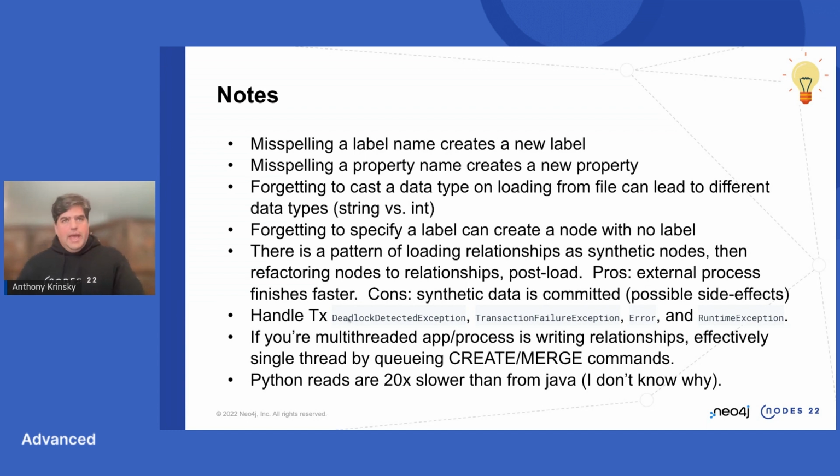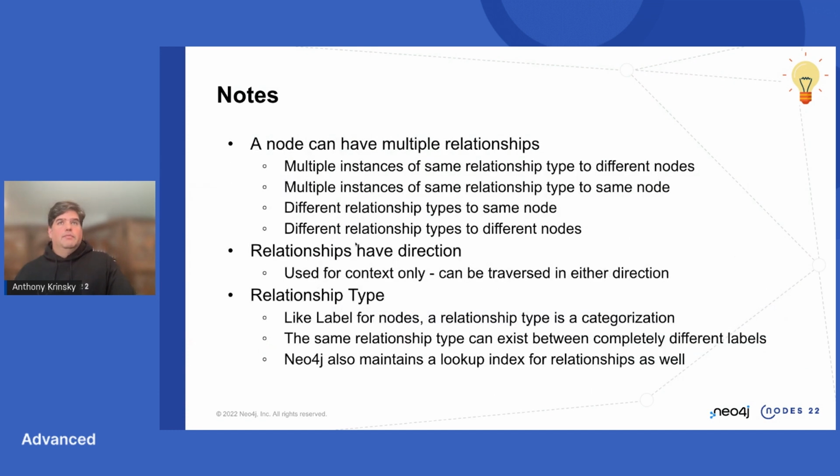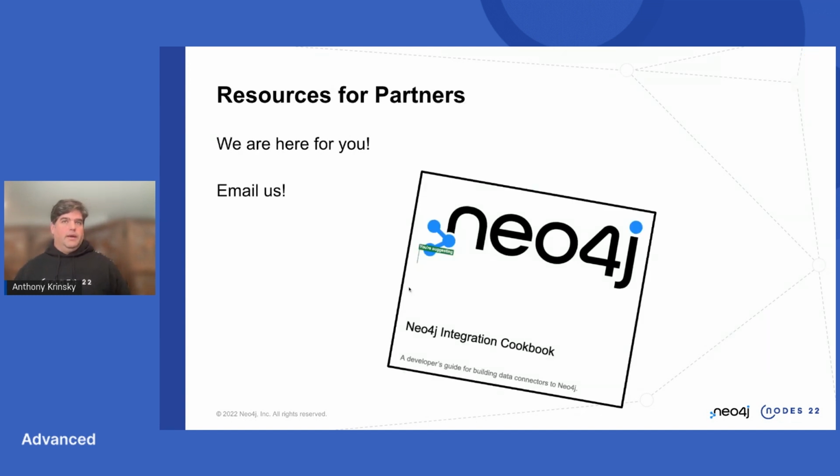Remember in your code, when you're working with transactions, to handle deadlocks, transaction failures, errors, and runtime exceptions. And I mentioned Python reads are a little slower. A node can have multiple relationships, multiple instances of the same relationship type on different nodes, multiple instances of the same relationship type on the same nodes. These seem a little strange to mention now, but if you're new to Neo4j, this might be interesting to know. That's it.